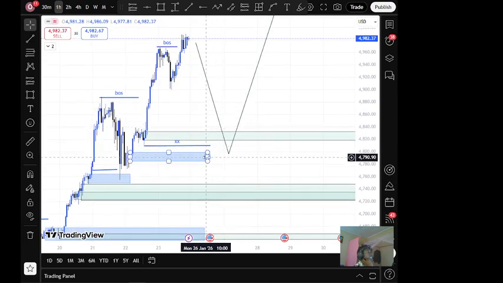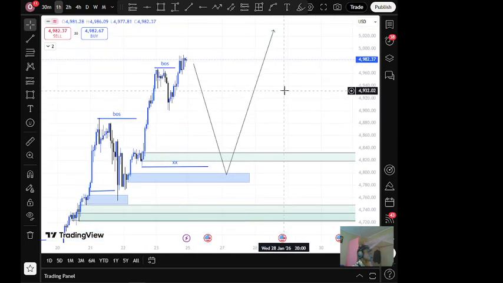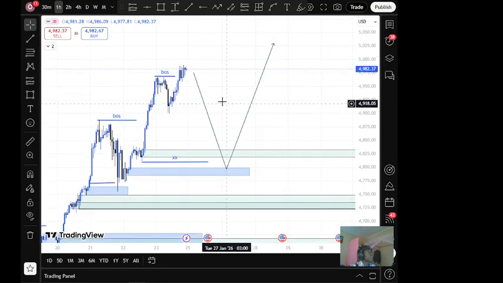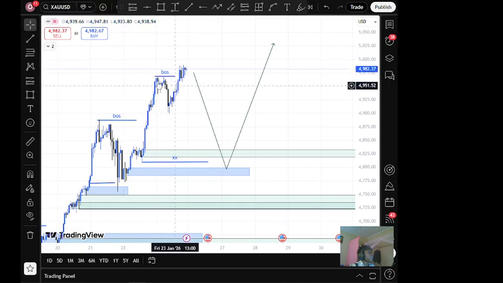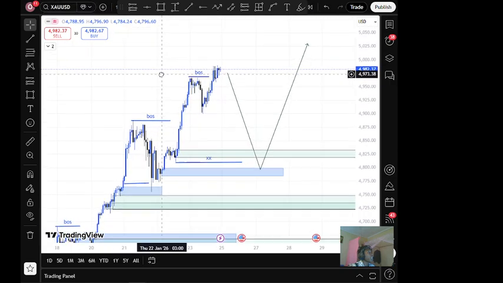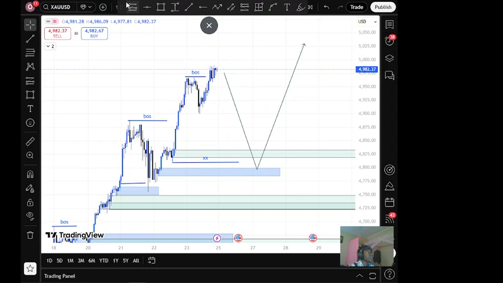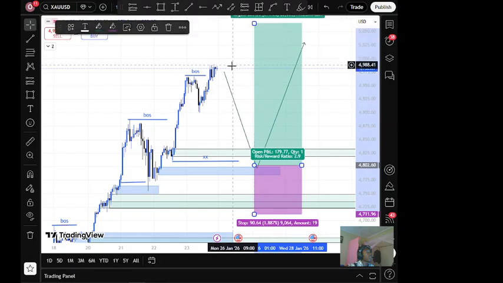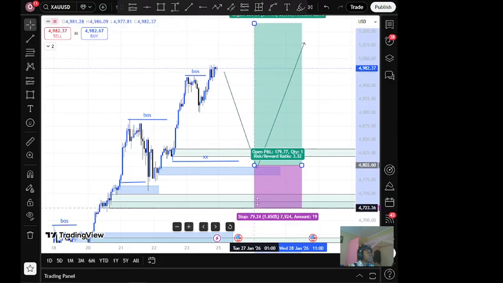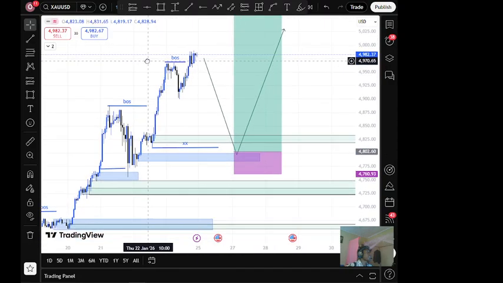So the price might tap into that zone and then pump to the upside. This is how the SMC trade usually works out. So I'm anticipating a bearish move to the downside before the move occurs at this point here.